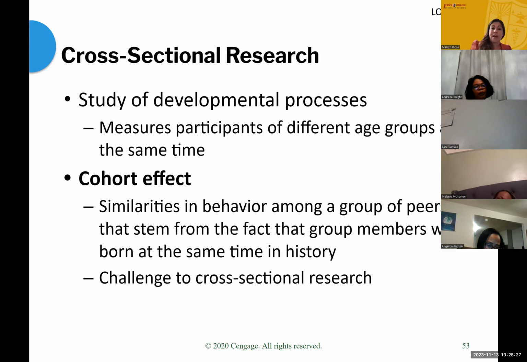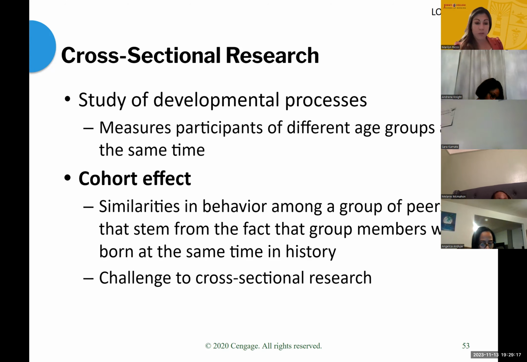And then the cohort effect is similarities in behavior among a group of peers that stem from the fact that group members were born at the same time in history, which is a challenge to cross-sectional research. So if I take the same research that I did with the longitudinal study, I'm watching these people over a long period of time as they develop with all the new things that come into their new environments. But with the cohort effect, I take a group of kindergarteners, a group of 5-year-olds, a group of 12-year-olds, and a group of 15-year-olds. The challenge here is that they were born in the same time in history. That group of 5-year-olds were born in the same period, so all their results are going to come up the same.